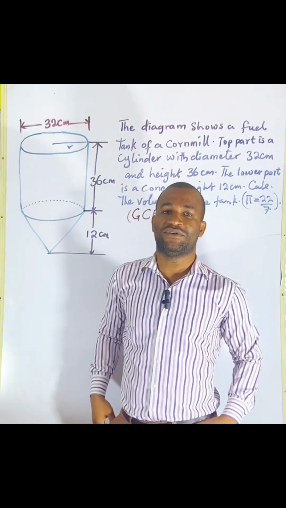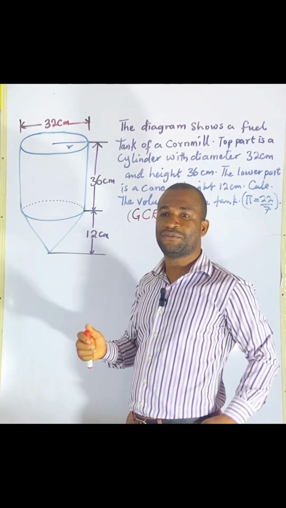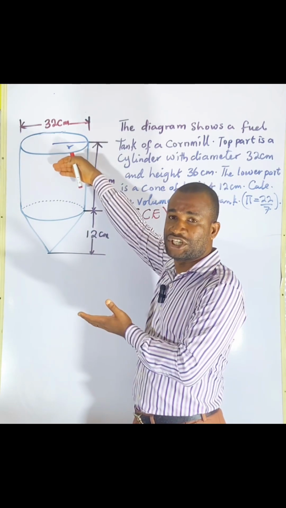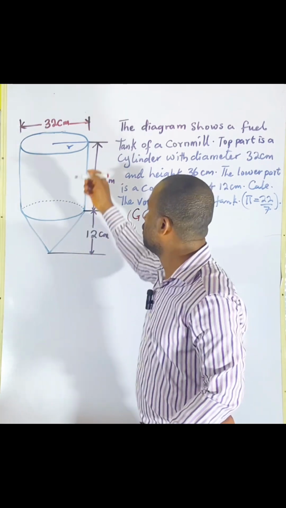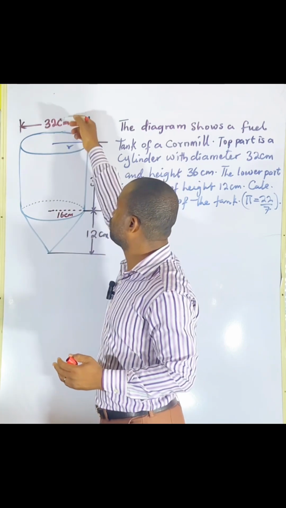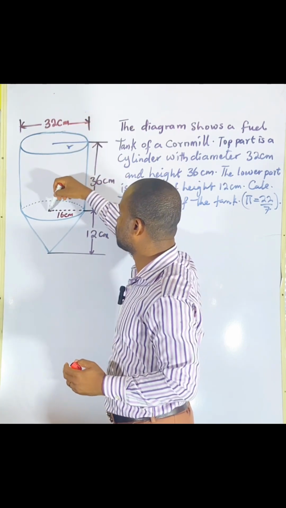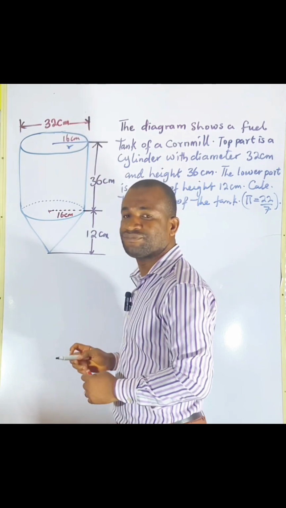All right, let's start with our analysis. When you are asked to solve a volume, most of the time the formula is the volume of the first shape plus the volume of the second shape. Now let's look at this. We know that the radius should be what? 32 divided by 2 is 16. If this radius is 16, this place is also going to be 16 cm.